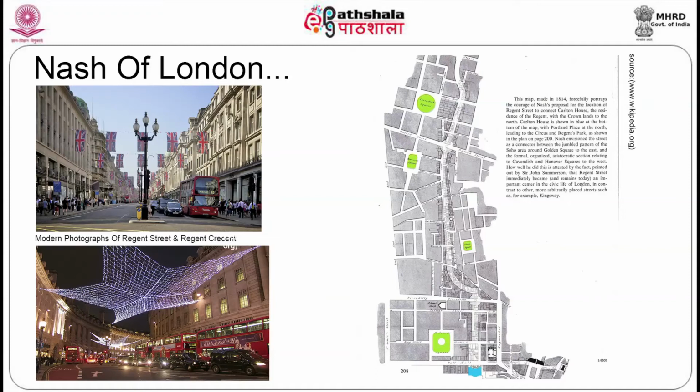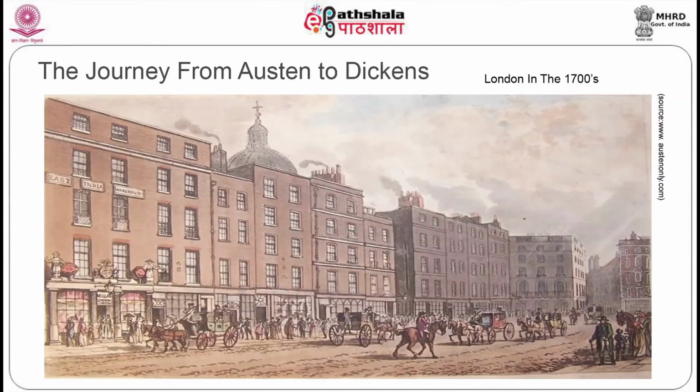The image above is Regent Street, and the image below is the famous Regent Crescent, which is at the heart of the proposal of John Nash. And London itself is changing, not just in Nash's forced way, but also organically. This is London in the 1700s, at the time of perhaps the Napoleonic Wars, and people like Jane Austen who were writing at that time.